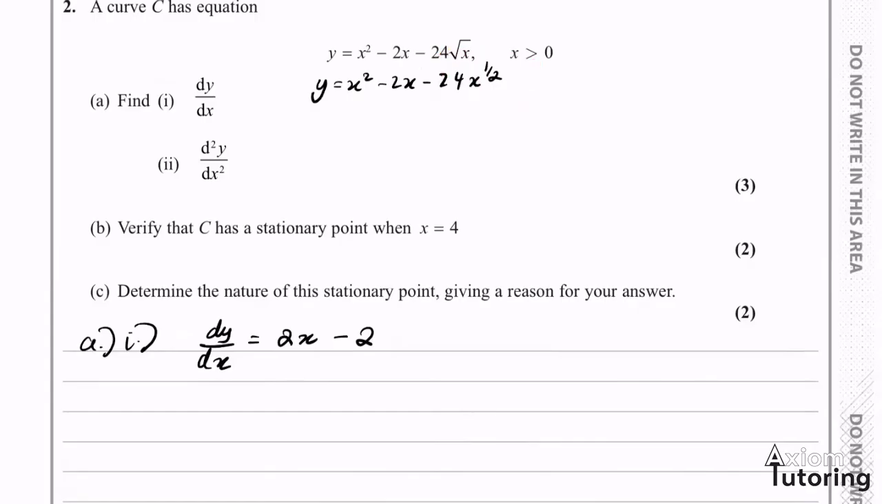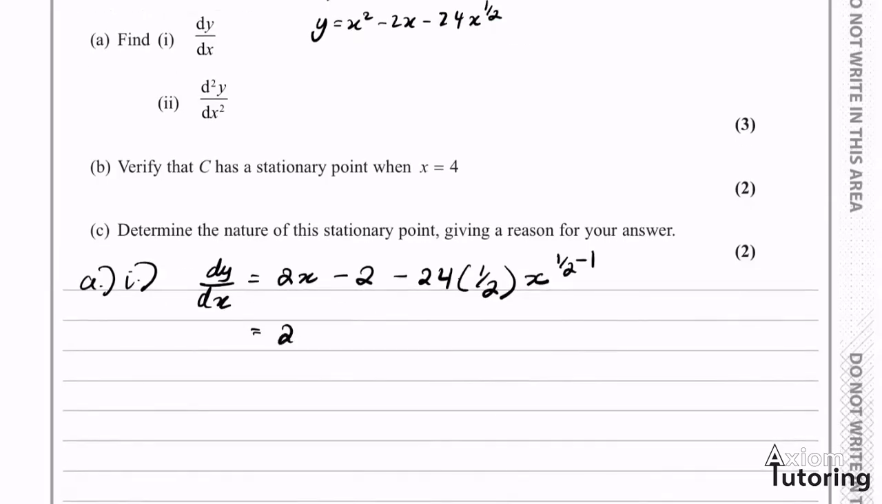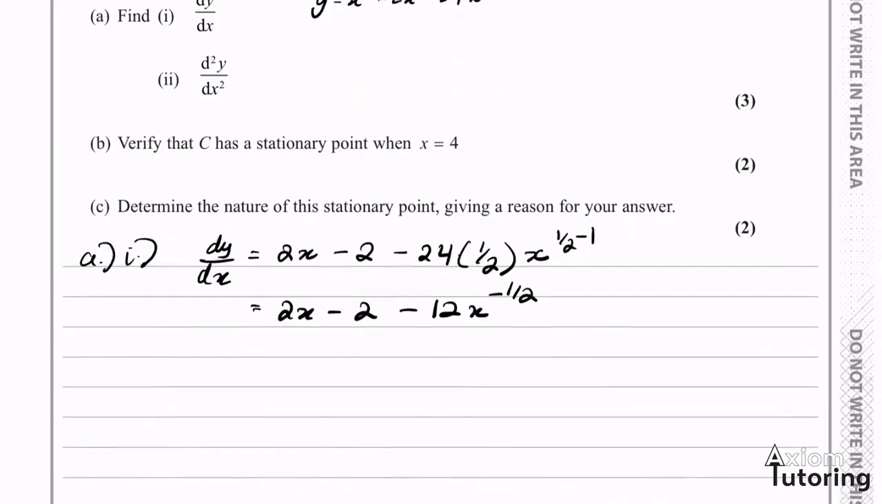So what we're doing is we're writing minus 24, the coefficient remains, and then we're multiplying by a half, because we have a half in the power, and then we have x to the power of a half minus 1. So let's rewrite that. 2x minus 2 minus 12x to the power of minus a half. And now we've done it.